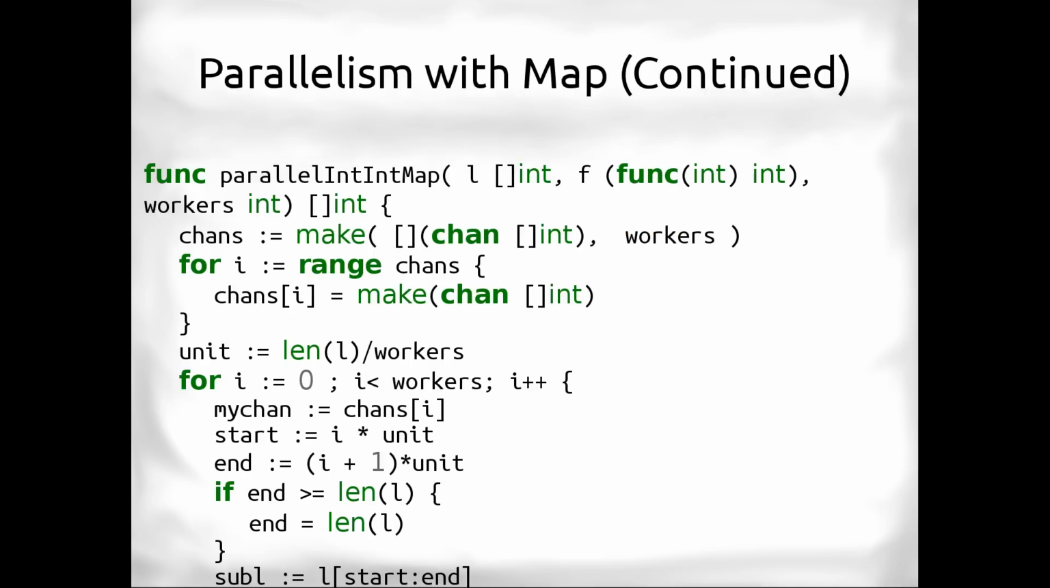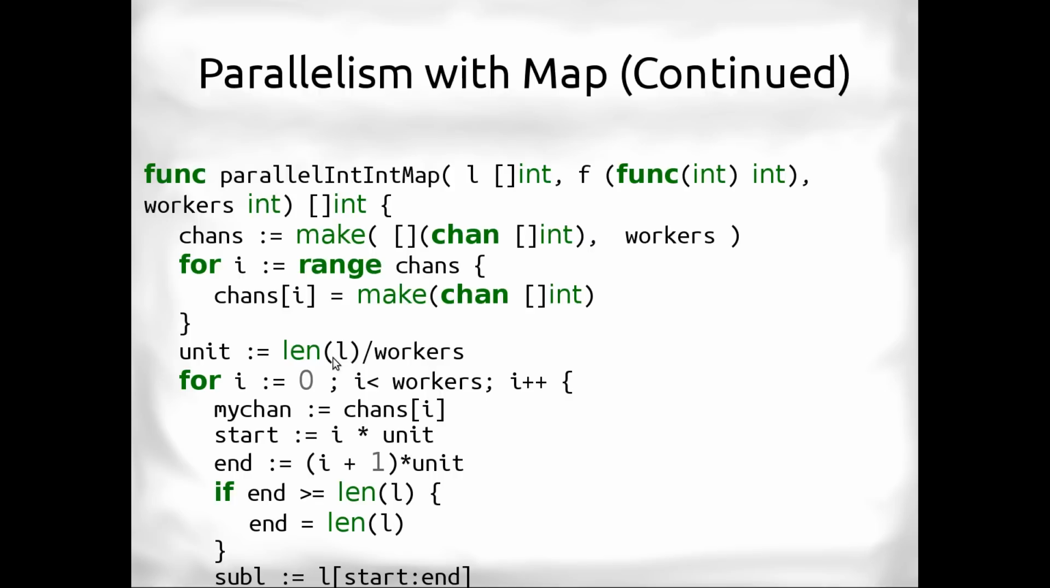Well, here's our parallel int map. We take a list of ints, we take a function of int to int, and we take a number of workers. We make a bunch of channels based on how many workers we have. Unfortunately, the make here doesn't actually initialize our channels, so we got to go ahead and make the sub-channels. So we go and make all the channels. You could actually move this down in here, but I don't feel like it. Then figure out about how much work to send to each worker.